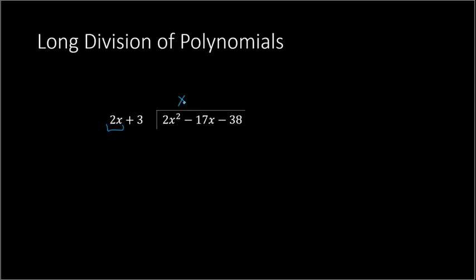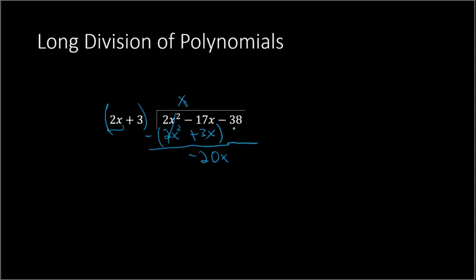And then we can do the next step, which is to multiply the x by this entire thing over here, by 2x plus 3. So we distribute: x times 2x gives 2x squared, and x times plus 3 gives 3x. Then the next step is to subtract. When you subtract, the 2x squareds cancel out, and then we have negative 17x minus 3x, which gives you negative 20x. Be careful with that, because the most common mistake is right there, forgetting that the minus goes to the other term as well. So we have negative 17x minus 3x to get negative 20x.